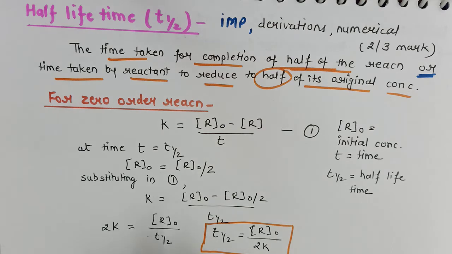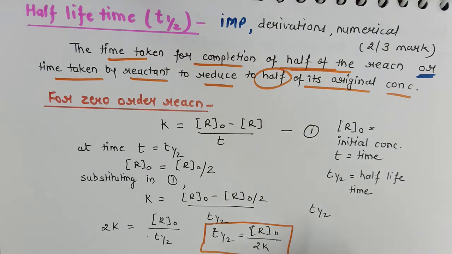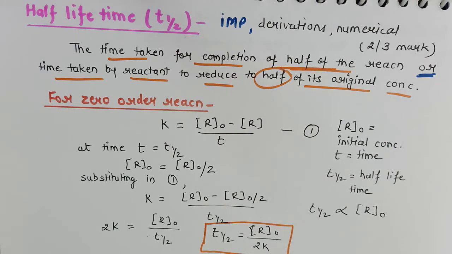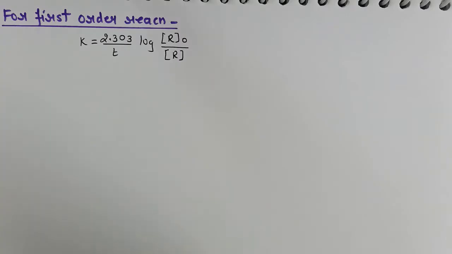This formula you will use for calculating the half-life time for the zero order reaction. From this formula, we can say that the half-life time for zero order reaction is directly proportional to the initial concentration of the reactant, and inversely proportional to the rate constant. You have to remember these two facts. But this formula will be the important one where you can expect the numerical.